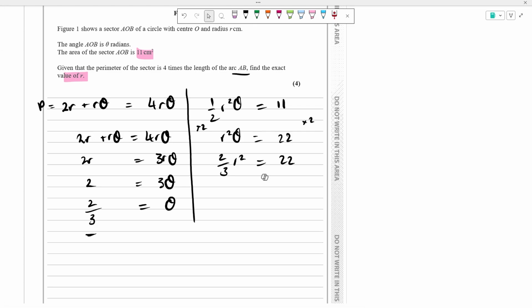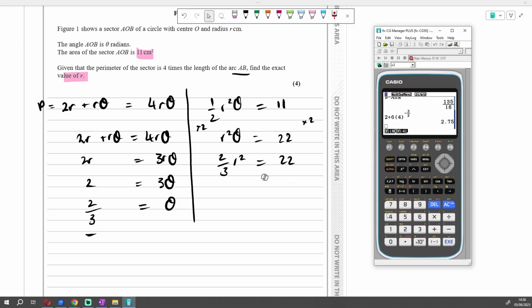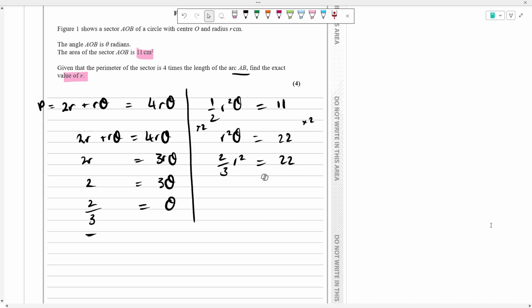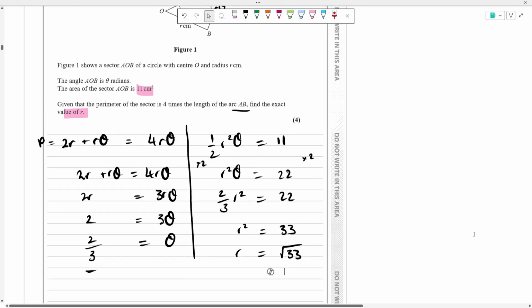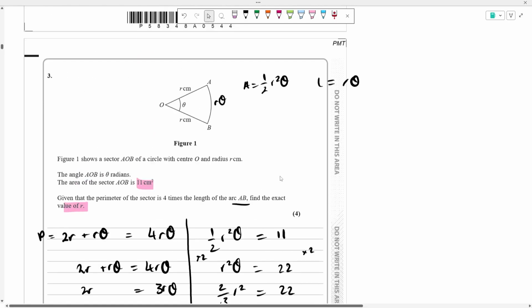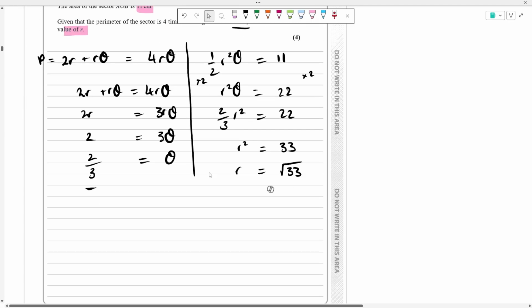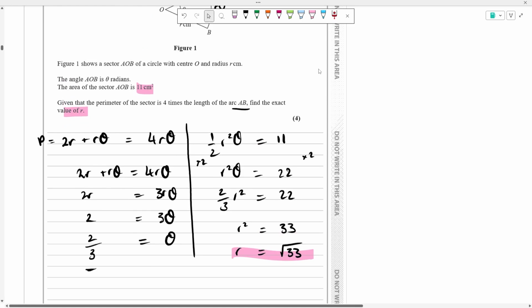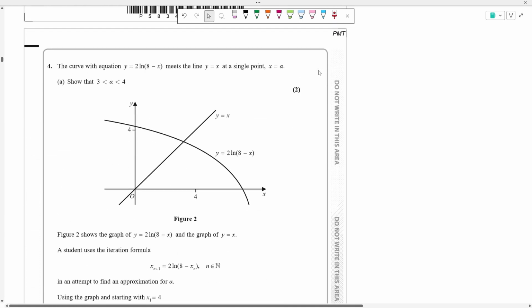I'm going to do 22 divided by 2/3 just to get rid of that coefficient. You can also times by 3 divided by 2, that also works. We end up with r squared is equal to 33. That means that r must be equal to root 33. We do not include the negative part in this case. If you square root, you can end up with a negative, but you can't really have a negative side. So we only say that r is equal to root 33. Cool.